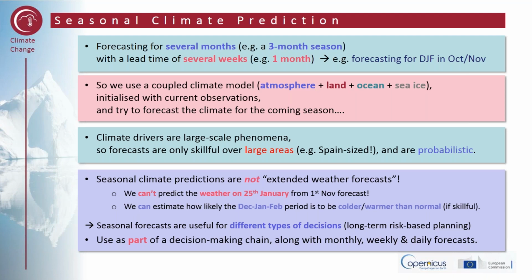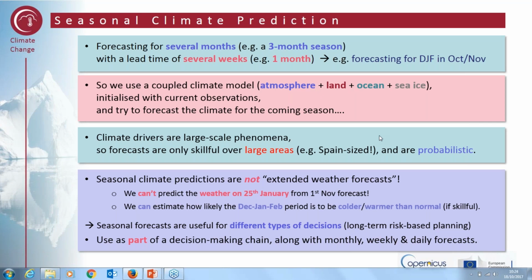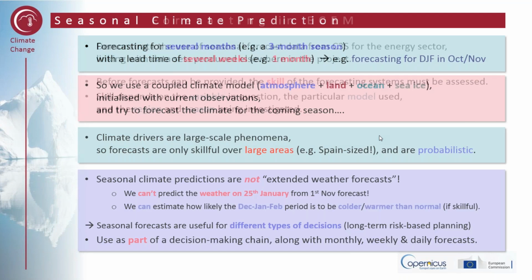So obviously we can't predict the weather in the middle of January from the start of November, but as long as there is skill, we can talk about whether the winter period is likely to be colder or warmer than normal. So this means that seasonal forecasts are really useful for different types of decisions, like longer-term risk-based planning, than a weather forecast. And you'd use it always as part of a decision-making chain, along with the monthly or weekly or daily forecasts you get from your normal weather service.